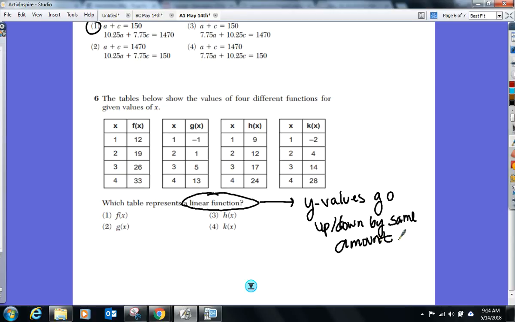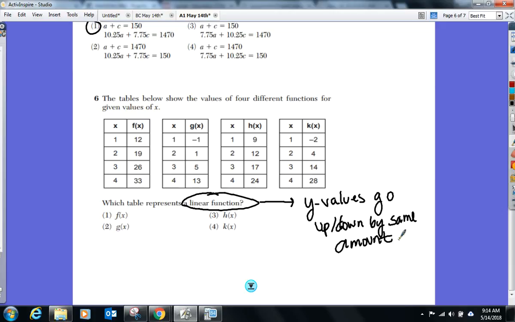Okay, Y values go up and down by the same amount. So go ahead. Remember, don't look at the X values, that'd be every table. Which table has Y values that go up or down by the same amount? Almost like our little arithmetic sequence, huh? Only one table goes up and down by the same amount.